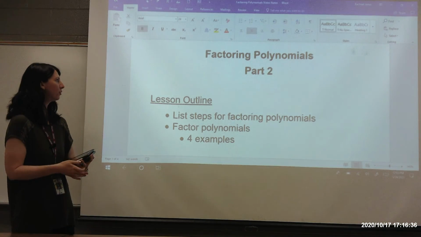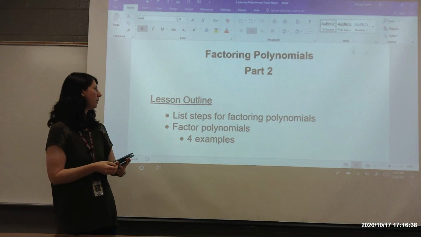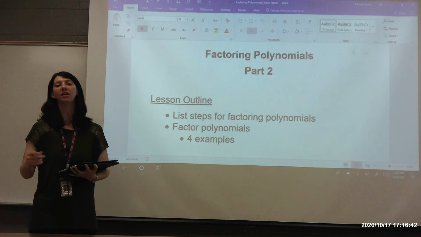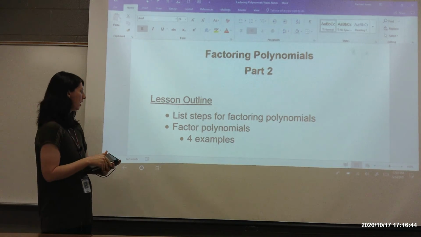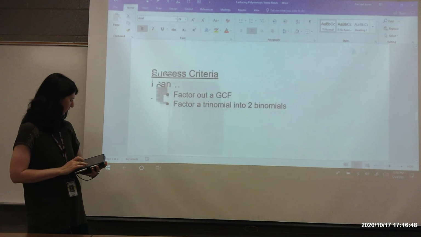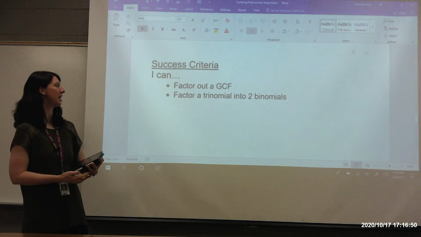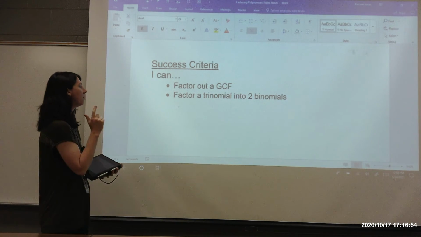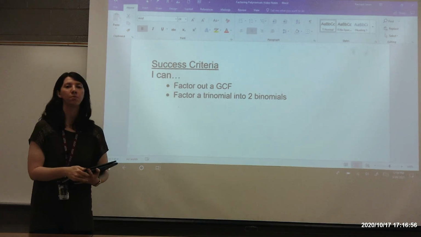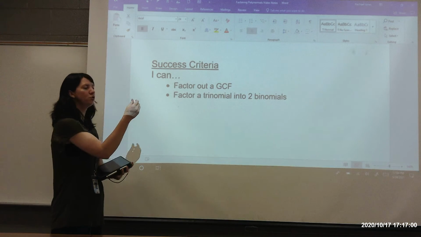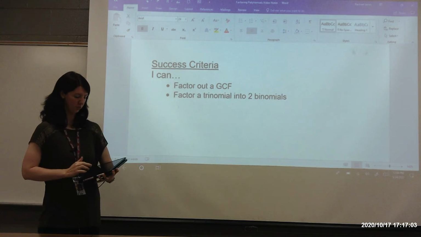We're going to look at factoring polynomials, part 2. Okay, so we're going to look at the steps for factoring polynomials, specifically quadratics, and we're going to do 4 examples. So your success criteria, you've got it if you can factor out a GCF, like we learned in the last video, and then factor a trinomial into 2 binomials. So we're going to take a quadratic in 3 terms and turn it into 2 binomials of 2 terms.